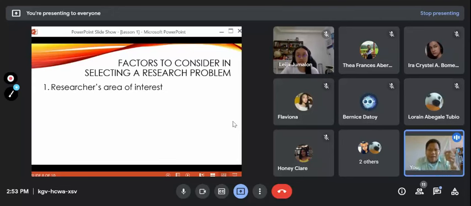A researcher's area of interest matters in choosing a research problem. I could recall in the case of Nicole Golosino, she conducted a research concerned with the preferences of the customers of the store that her family owns. So she made a questionnaire, and the choices there would revolve around the many products that they sell in their store. Talking of customer preferences, why was that in her area of interest?